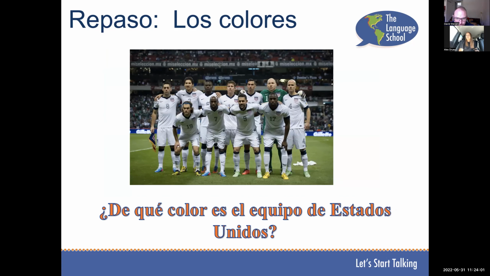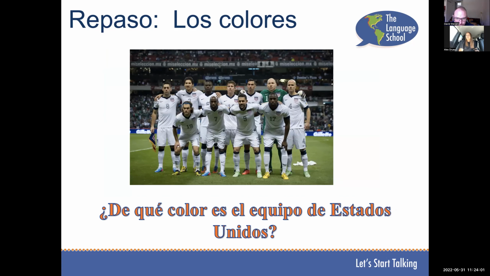Okay, let's review our verbs. Alex, ¿qué significa ordenar? What does this one mean? To order, good. So how do you say I order? Ordeno. And then you order? Ordenas. ¿Qué significa tomar? To drink. I drink. Yo tomo. You drink. Tú tomas.